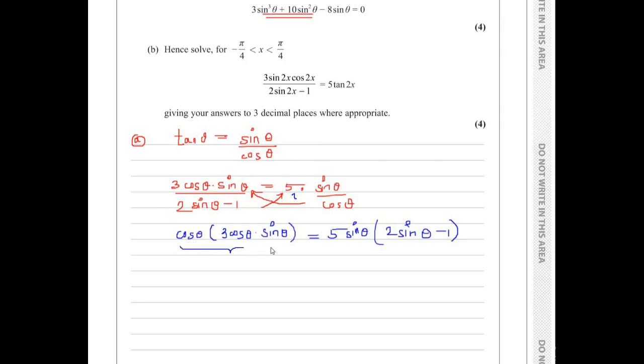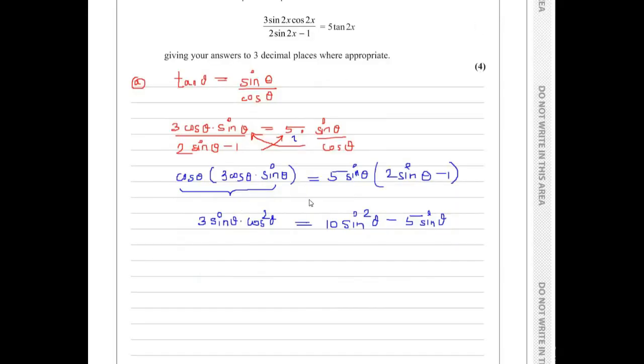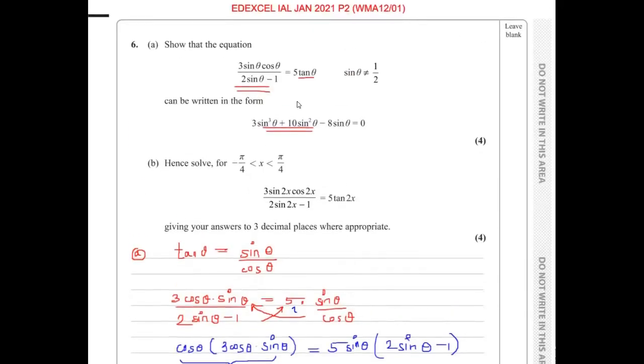Now, simplifying this side, we see that cos theta multiplies with 3 cos theta sin theta, giving you 3 sin theta multiplied with cos square theta, because cos theta multiplies with cos theta, giving cos square theta. Equals, here we are going to apply the distributive property. So 5 times 2 becomes 10. Sin theta times sin theta becomes sin square theta. So 5 sin theta and minus 1, they both get multiplied, giving minus 5 sin theta. Now, as you can see, we have got rid of the tan theta from this form.